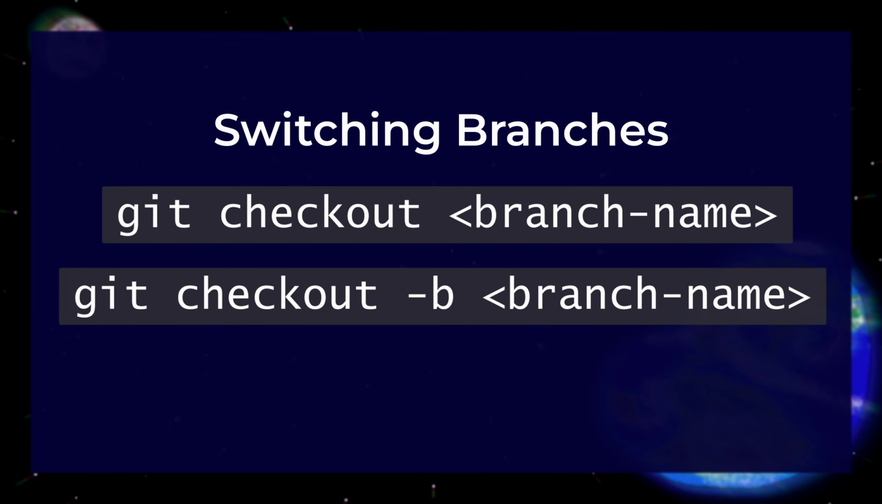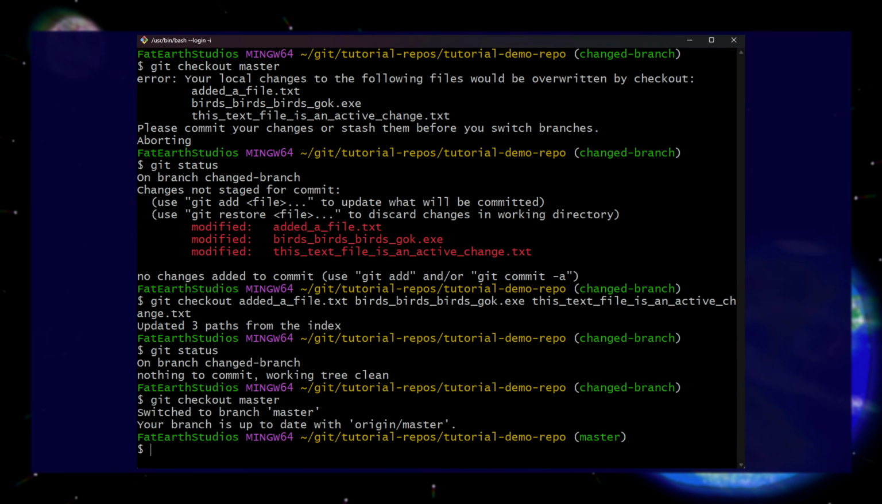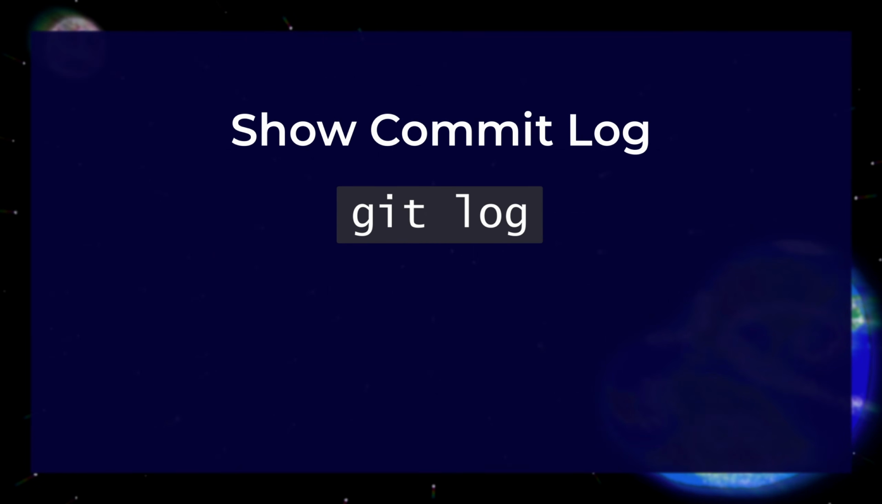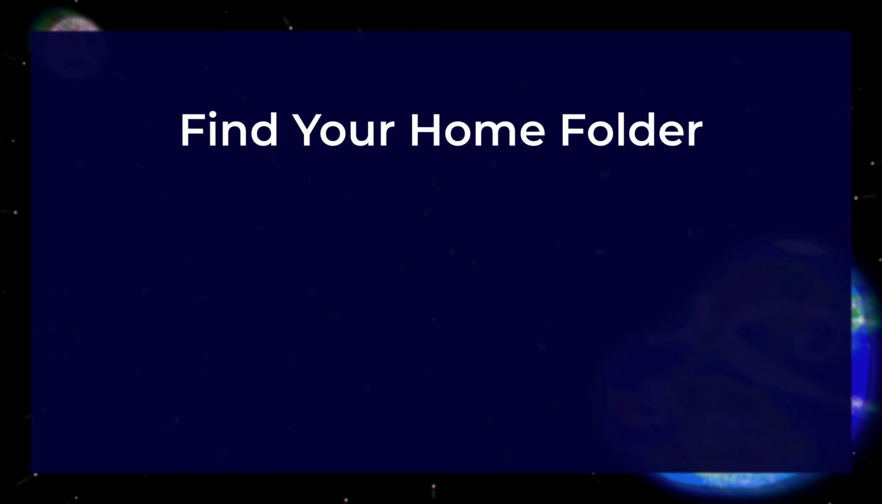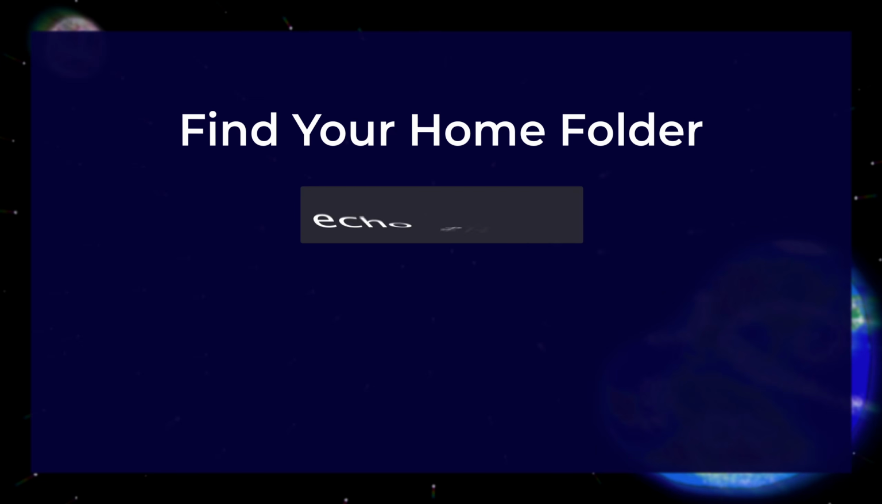Create a new branch and switch to it. You cannot switch branches with active changes. You have to either commit, reset, or otherwise remove them first. View all your previous commits with git log. Git Bash starts in your home folder, usually C:\Users\username. You can type echo $HOME to print this path in the terminal.